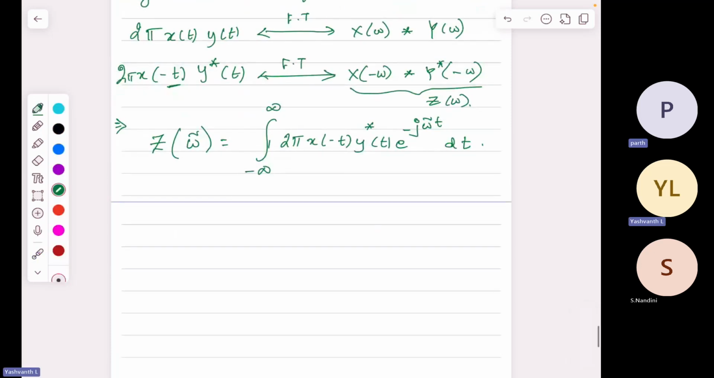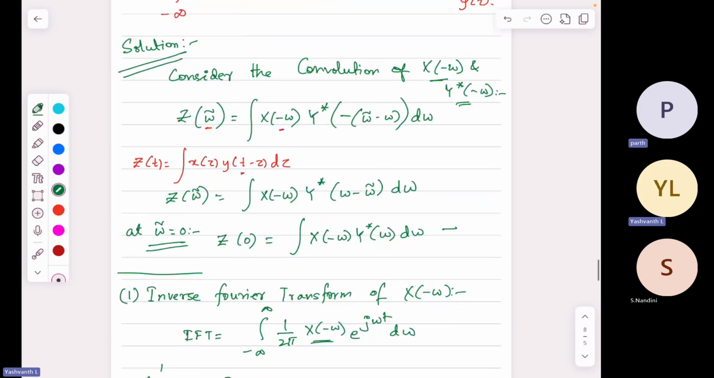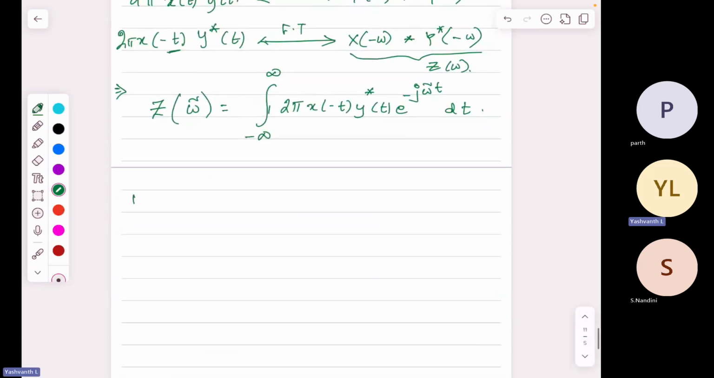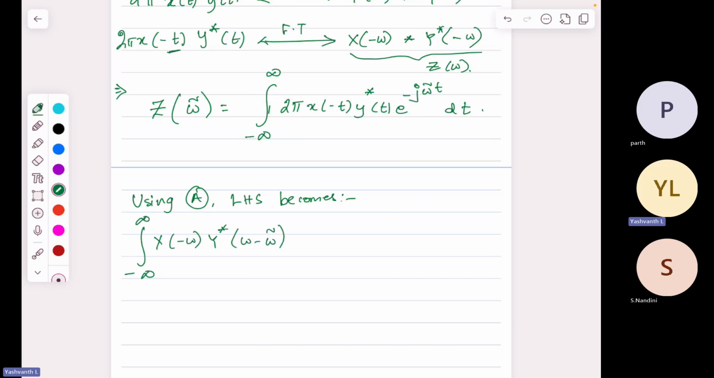So that means, maybe I will call this equation 1. I'll call our equation A. Then using equation A, the left hand side becomes the integral from minus infinity to plus infinity of X of minus omega into Y conjugate of omega minus omega tilde, which is equal to this same integral from minus infinity to plus infinity of 2 pi into x of minus t into y conjugate of t into e power minus j omega tilde t dt.